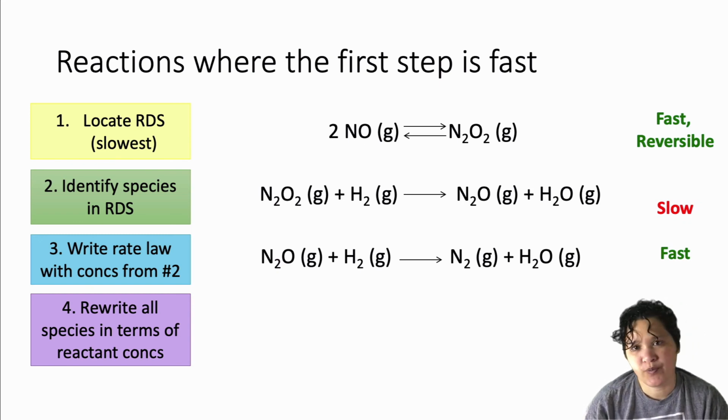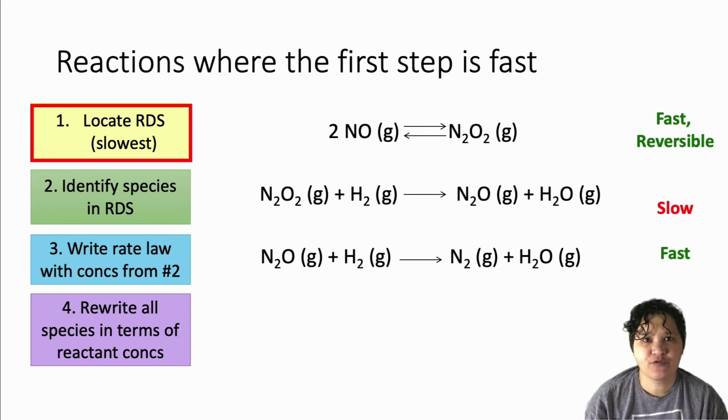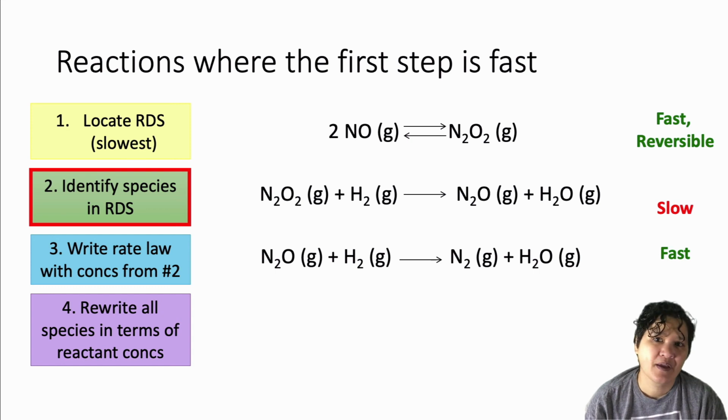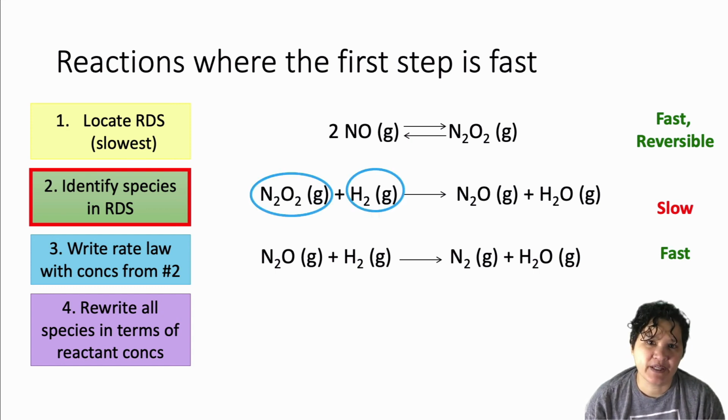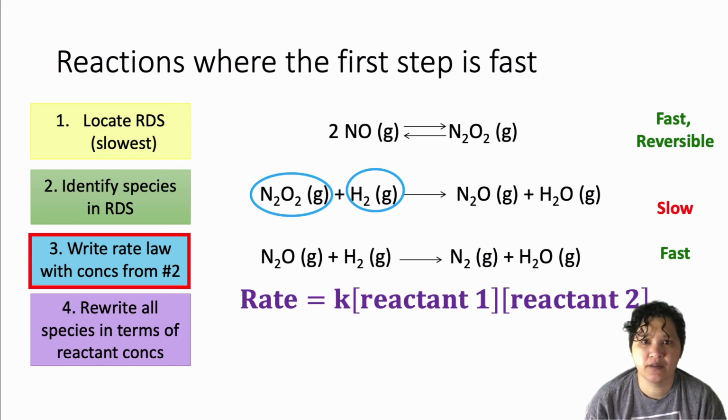Now let's do a harder problem, one where the first step is not the rate determining step. So here we have a 3-step reaction. So first we have to locate the slowest step, and here that is step number 2, which says slow. What species do we have in our rate determining step? NO2 and hydrogen. So let's write the rate law. Again, this is a bimolecular process, so we'll use this generic rate law. Plug in the concentrations of the reactants of the rate determining step to get this.